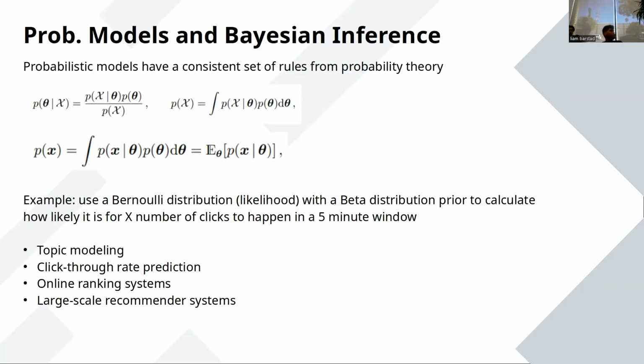Some of the ways that we use this prior calculation, or this MAP or MLE, is in topic modeling, click-through rate prediction, online ranking systems, and large-scale recommendation systems. I'm familiar with it from click-through rate prediction.